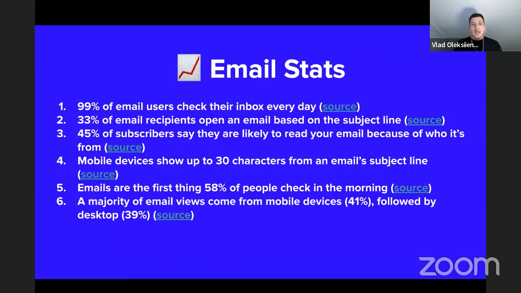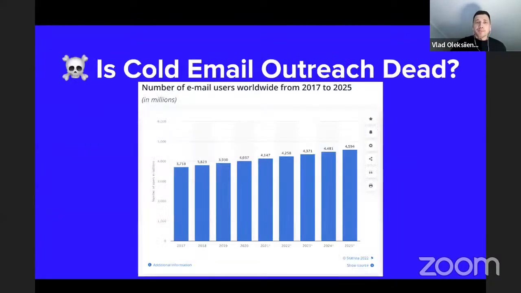Email is the first thing 58% of people check in the morning, not their social media, not their chats, Slack updates, and so on, but they check emails. And the majority of email views come from mobile devices. Some sources say 40%, some say it's more than 50% now. So mobile first subject lines, short subject lines, great subject lines. This is something that can help you improve your cold outreach game.